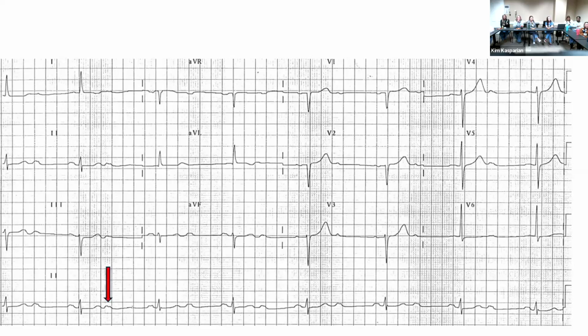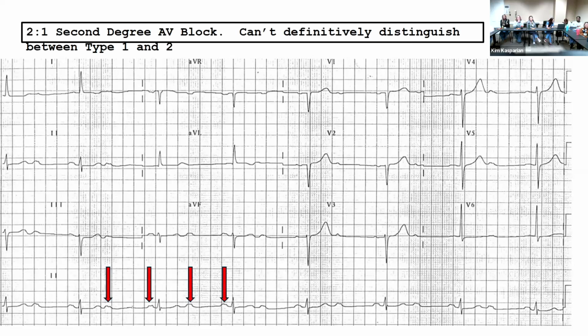So, all right, we've got a non-conducted P wave. We got a conducted P wave. We got a non-conducted P wave. We got a conducted P wave all the way across. So is it type 1 or type 2? Because we can't see that there's lengthening of the PR interval. So there's no way to tell. You have to do an EP study. So if it's 2-to-1 block, you just say it's 2-to-1 block. You can call cardiology and they can figure it out. But based on this EKG, there's nothing you can do to differentiate between the two if it's 2-to-1 block.